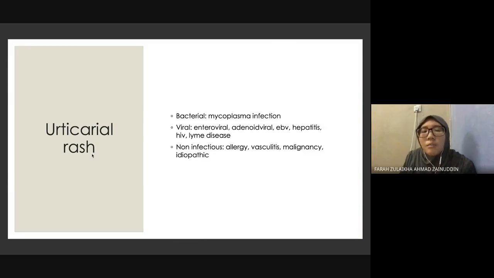There is also a term called urticarial rash. As we know, urticaria means, as I mentioned just now, a raised lesion that is itchy. It can be due to bacteria like mycoplasma infection, viral causes like enteroviral, adenoviral, EBV, hepatitis, or HIV, and Lyme disease. However, we more commonly see it in those with allergic reaction, vasculitis, malignancy, and idiopathic causes.